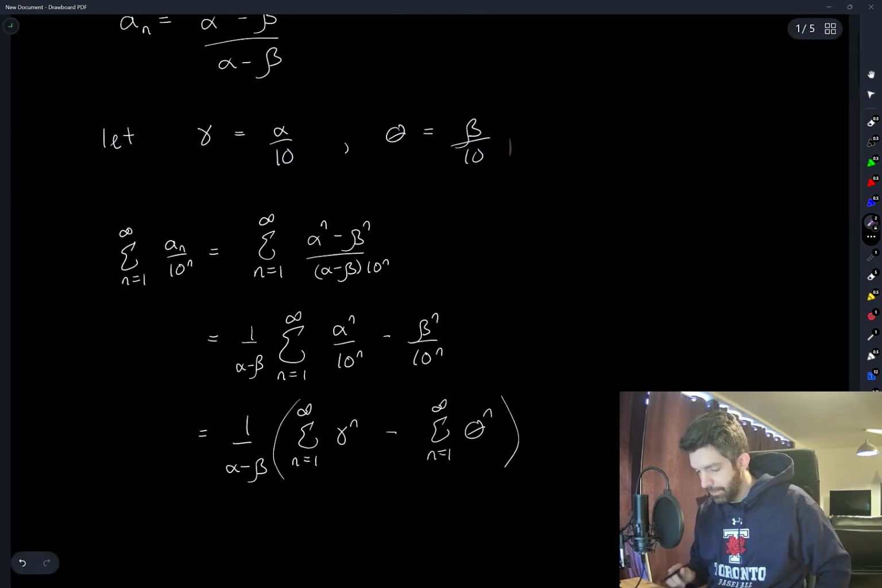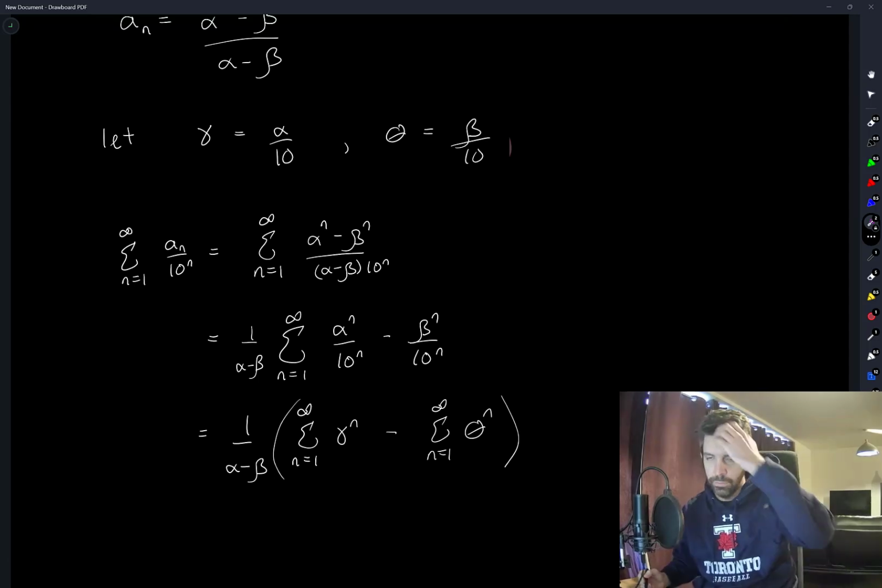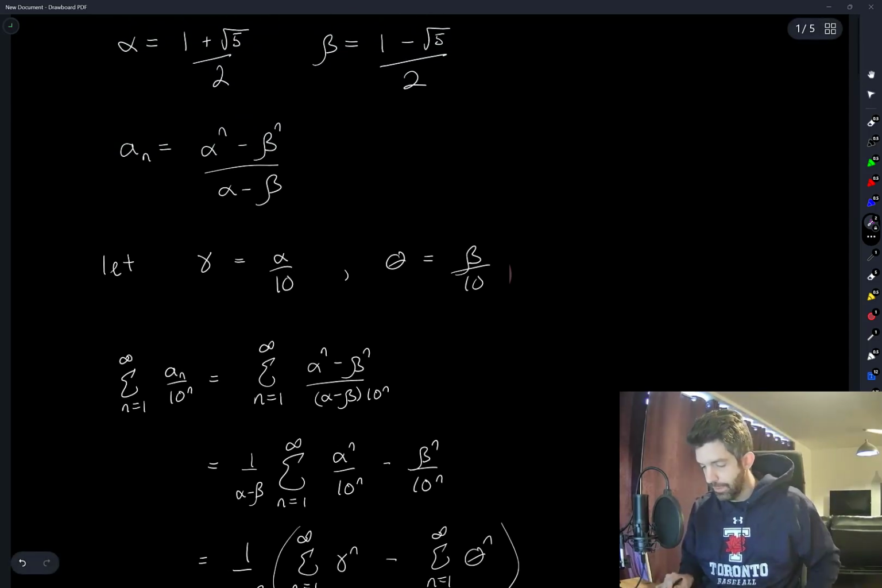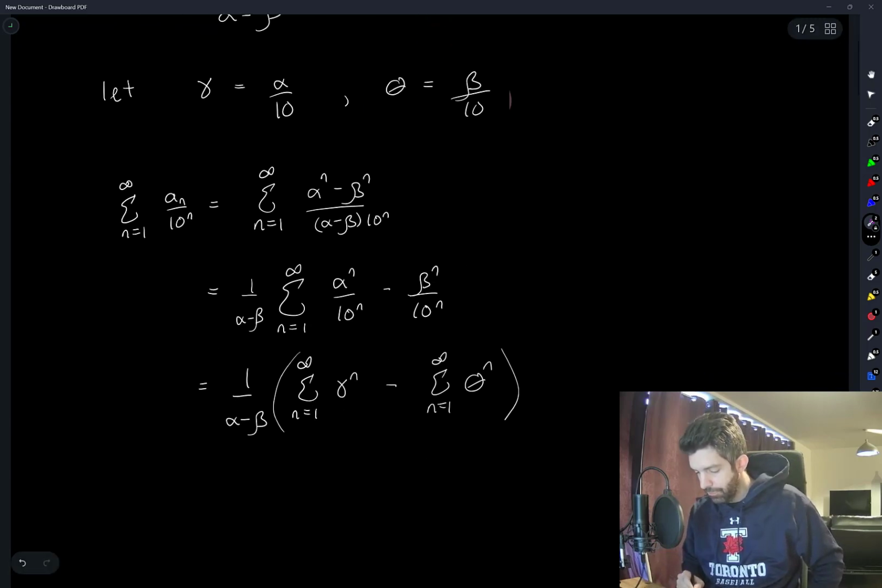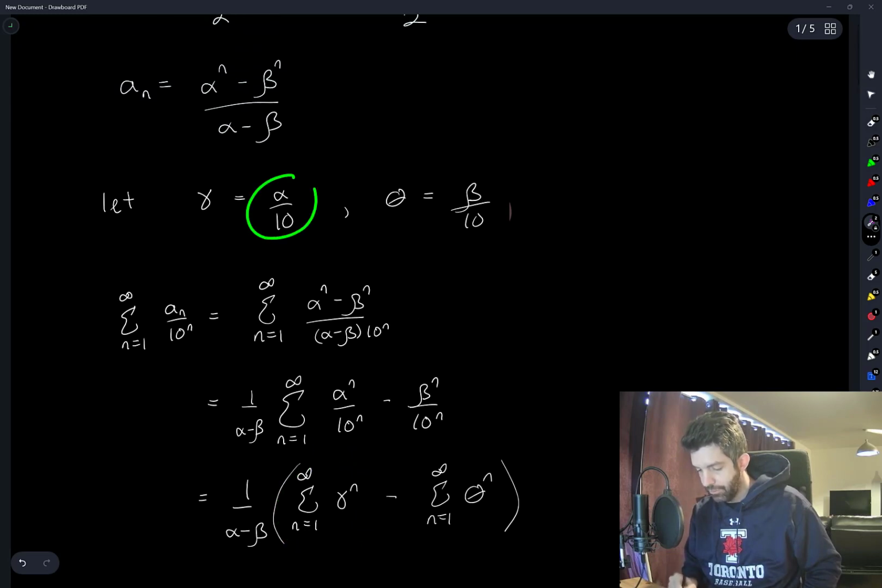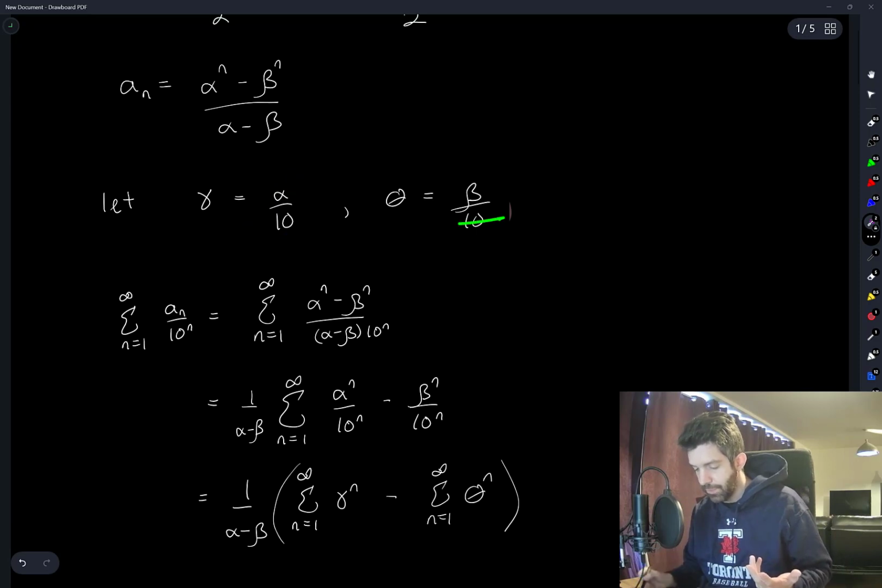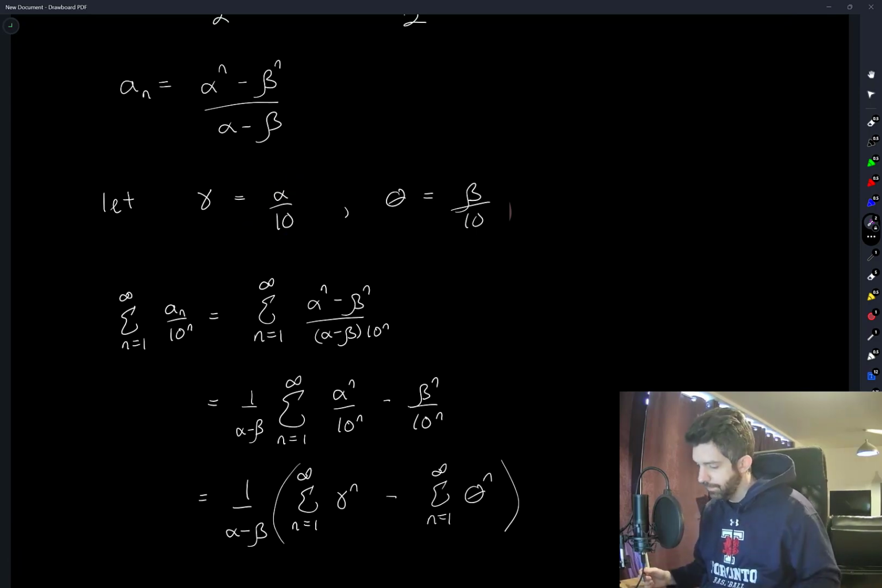Now it's pretty clear that both gamma and theta have an absolute value less than 1. You can see that from the values of alpha and beta. And so both of these infinite series converge nicely. There's nothing special about them, and we have a closed form solution for them. And I'm hoping if I just substitute in what this is in terms of gamma, and then make the substitution that gamma is equal to alpha over 10, do the same thing with the other series and do some simplification, I think I should just come out with a nice answer here.